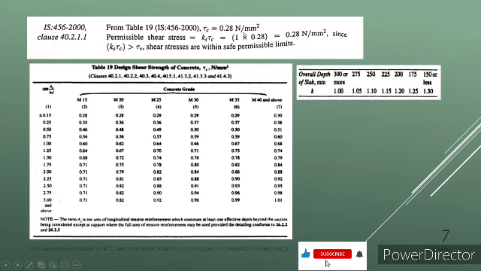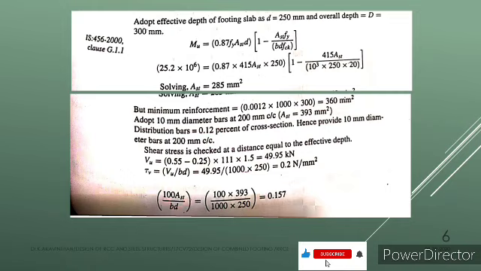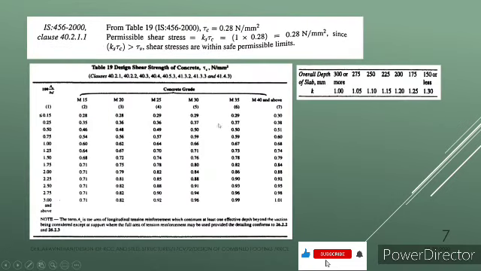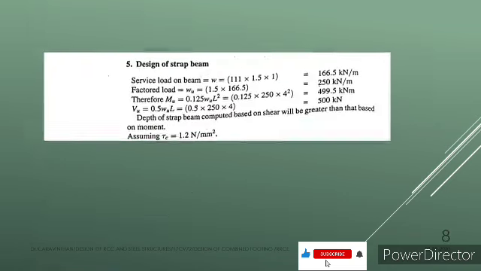Now, we have the overall depth as 300. Effective depth is 250, overall depth is 300. Hence, we are taking K value as 1. So, 1 into 0.28 is 0.28 Newton per mm square. Hence, the concrete design shear strength is higher. Always tau C should be higher than tau V. Tau V, how much we got? We got 0.2. Tau V, the value is 0.2 Newton per mm square, and tau C is 0.28. So, tau C is higher. The shear stresses are within safe and permissible limit.